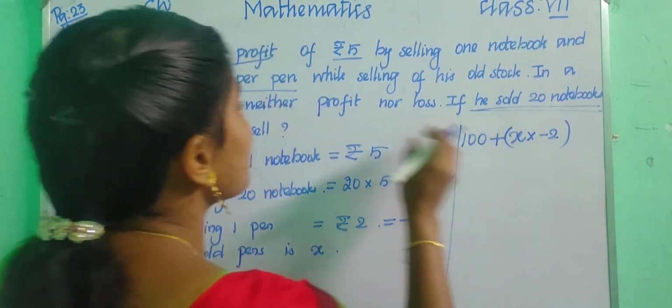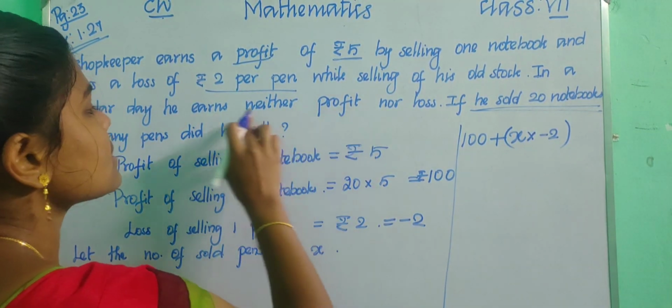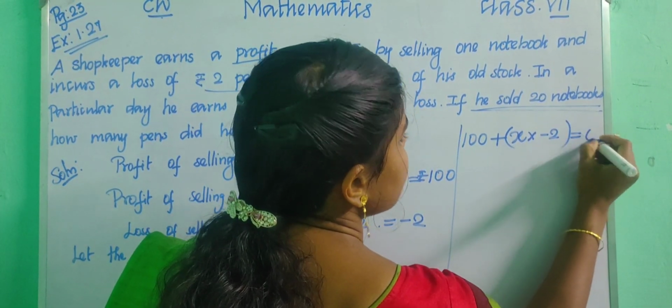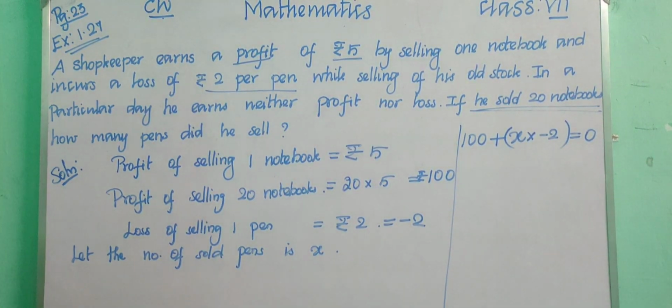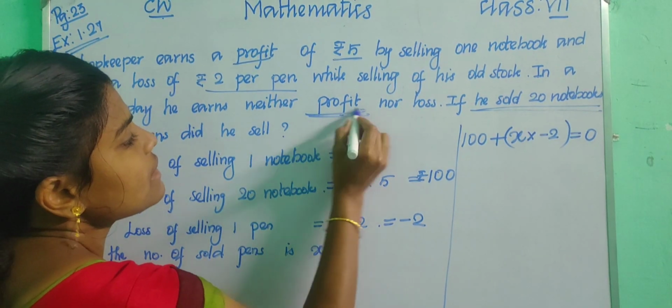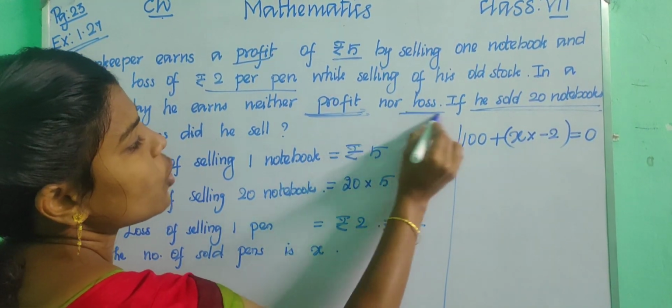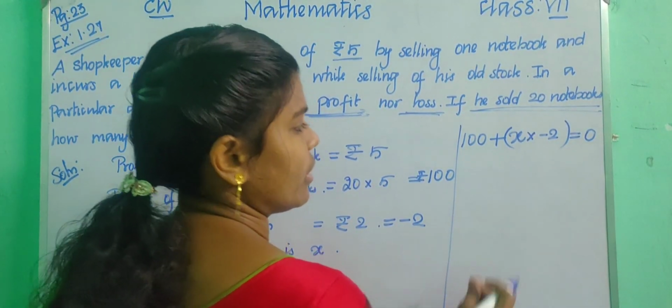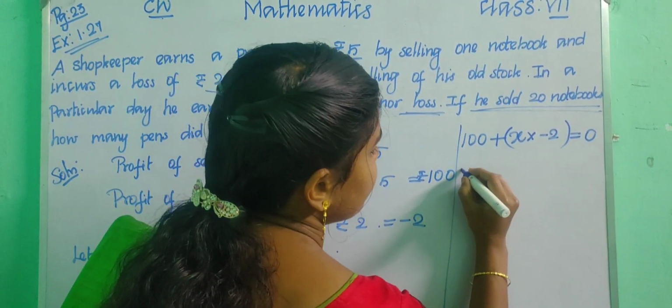They had mentioned that there is neither profit nor loss, right? So we can put that as 0. No profit, no loss, so he is not having any money with him. That is the thing they had mentioned. So we are putting 0 here.